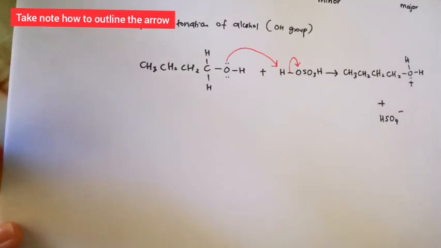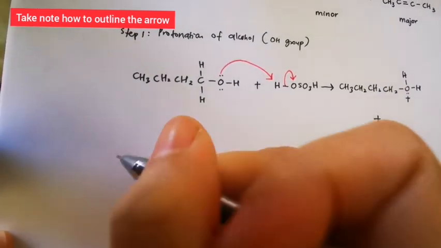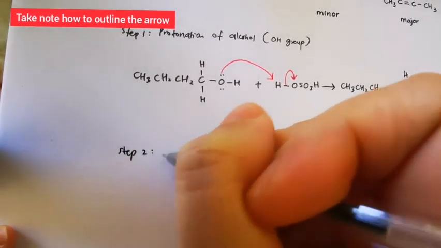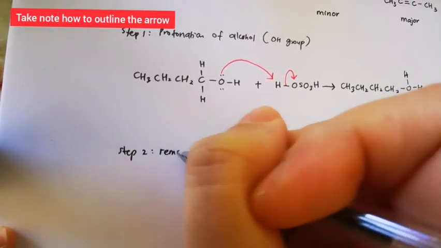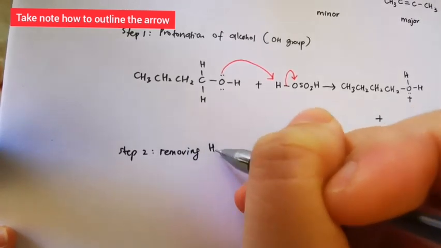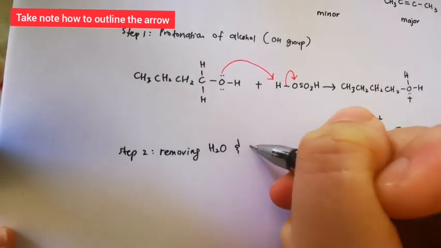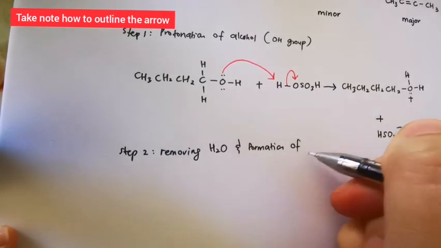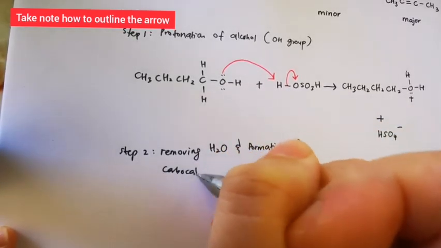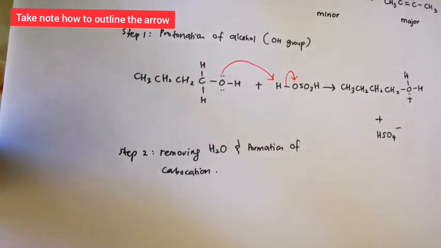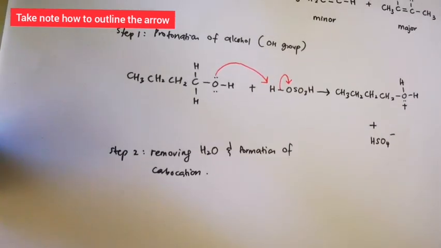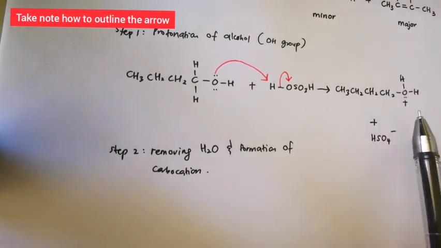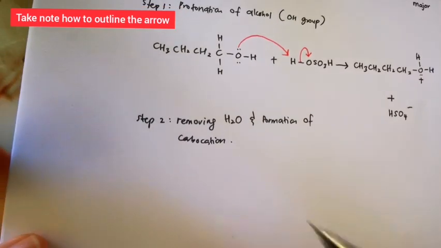Okay, now we go to step 2. Step 2 is named removing H2O and formation of carbocation ion. This is step 2. Okay, before that, I will copy back the species, or the ion form, or the protonated alcohol form from step 1. I will copy back.